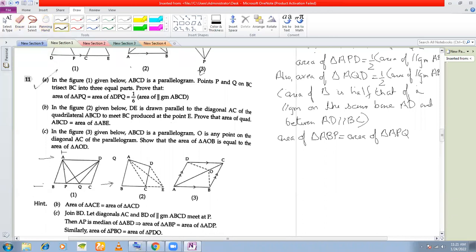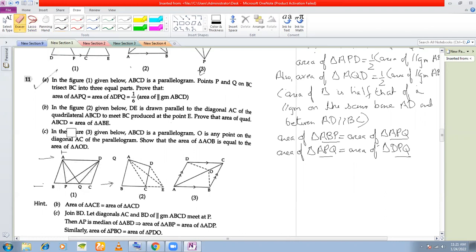Yes, fine. What else can we say? Can we say that the area of this triangle is equal to area of this triangle? Yes, sir. Why? It is lying on the same base PQ. This time the bases are not equal, this time the base is the same. Area of triangle DPQ. So you see area of ABP is the same as APQ and APQ is the same as DPQ. That means the area of these two triangles are equal.